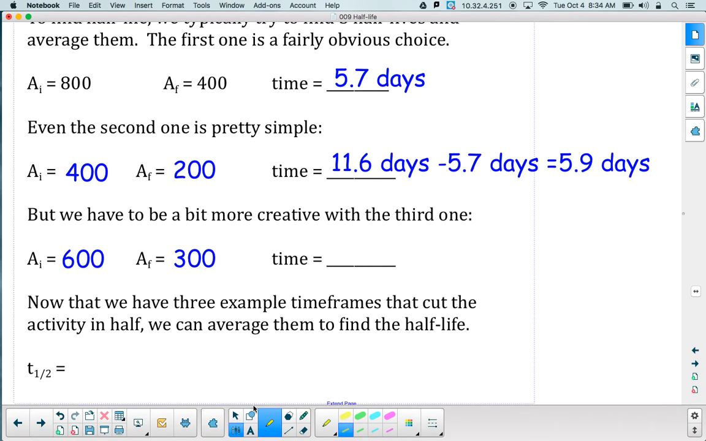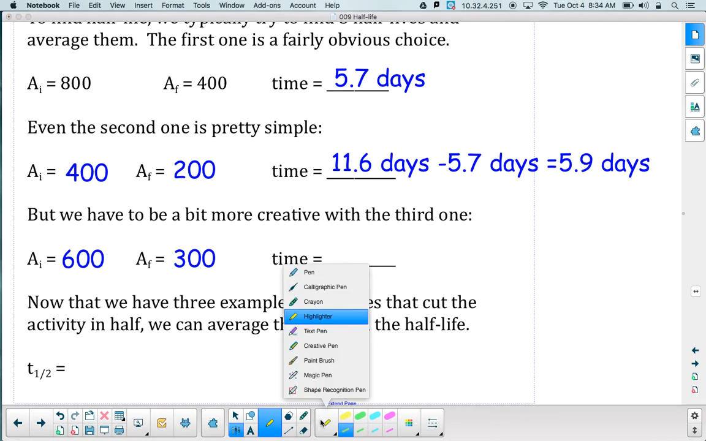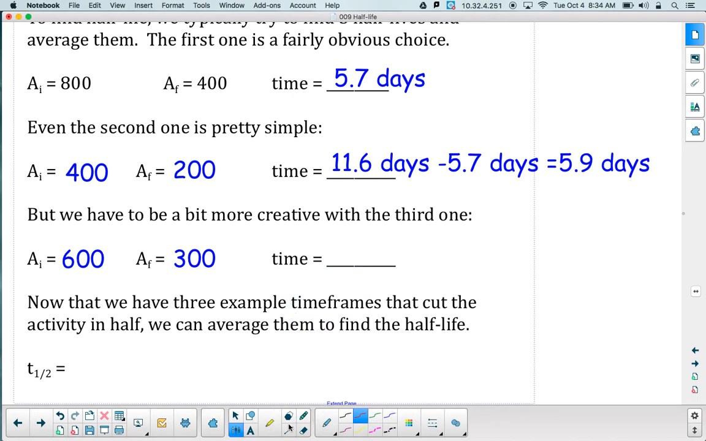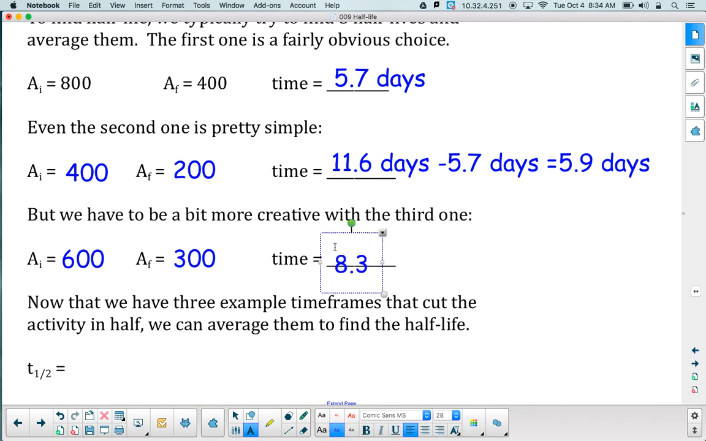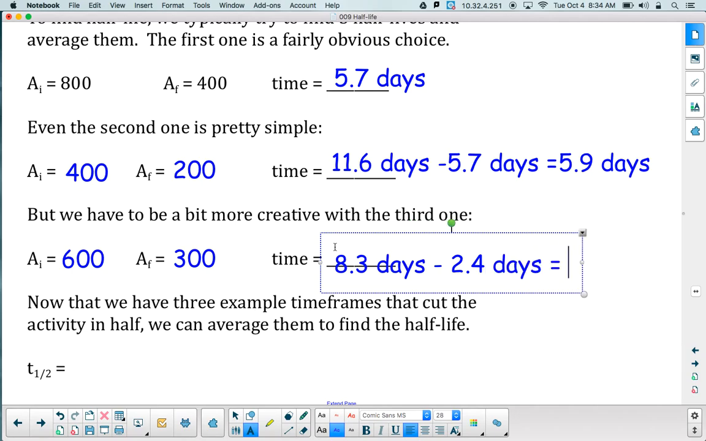So to figure out the half-life, we are going to take the 8.3 days that represented my 300 counts per minute and subtract the 2.4 days that represented the 600 counts per minute. And we come up with a half-life of 5.9 days.